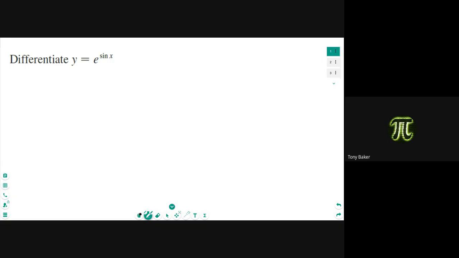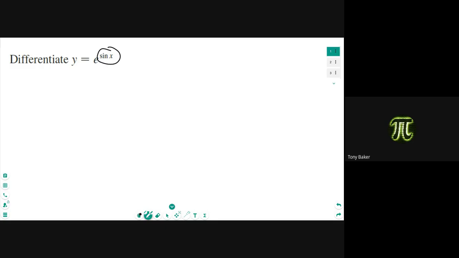y equals e to the sine of x. So what's the derivative of e to the x? Right, it stays the same, right? So we might think that the derivative of e to the sine of x is just e to the sine of x. However, because there's something up here, because there's that piece up in there, it doesn't work that way. That's where that chain rule comes into play.